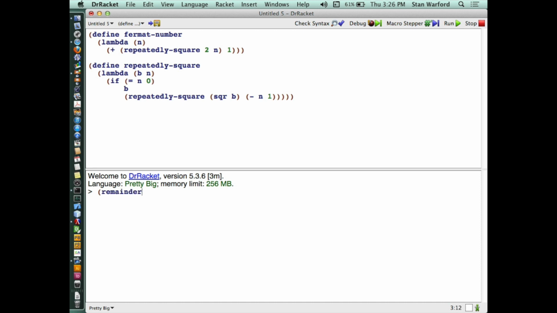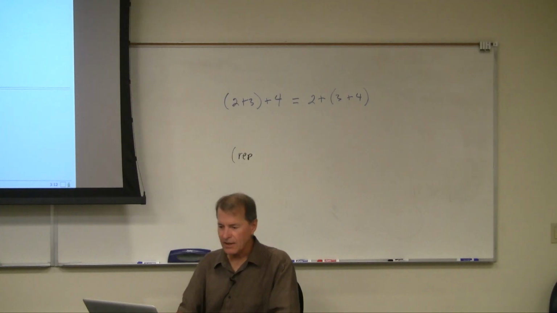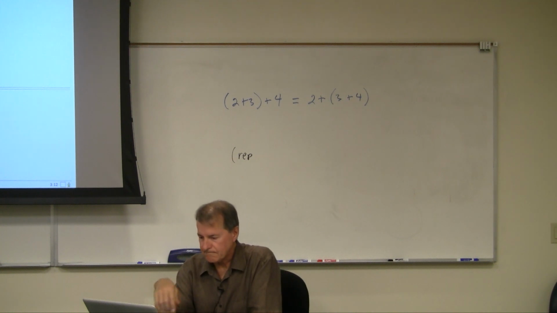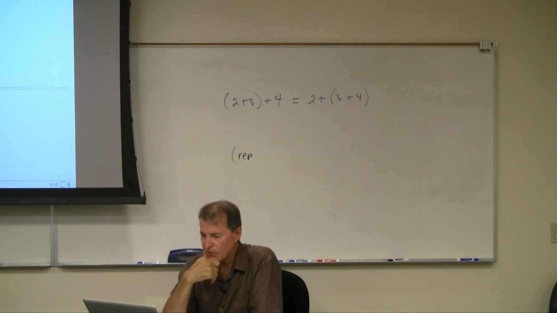Fermat number is not tail recursive, is it? Oh, that's an excellent question, and we should see. Look at this code. Can you tell me if repeatedly-square is tail recursive or not? The answer is a definite yes or no. Repeatedly-square. That's tail recursive. Absolutely it is. But Fermat-number isn't even recursive.